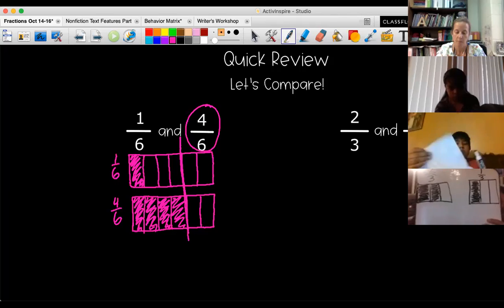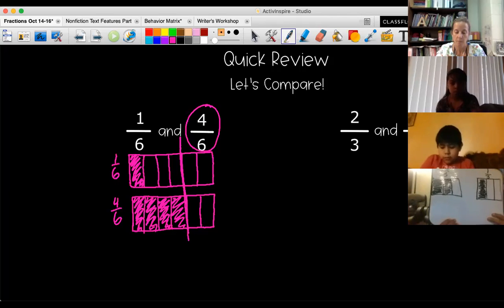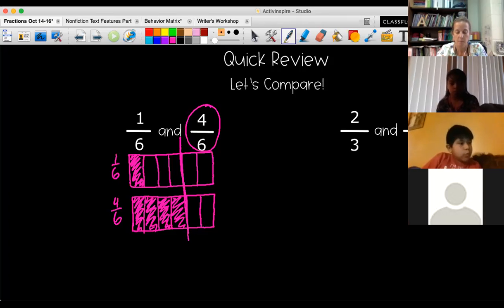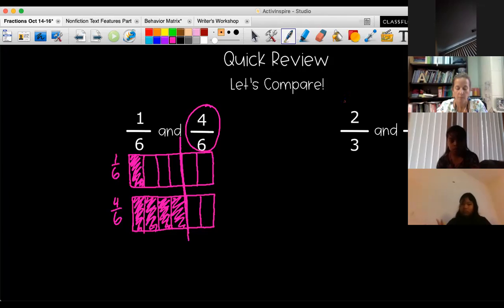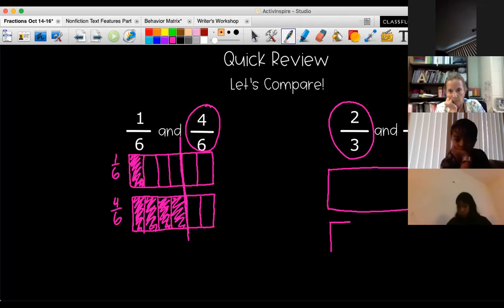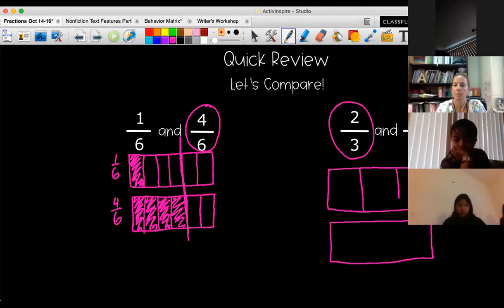Jonathan, which one is larger, 2/3 or 1/3? 2/3. And how did you know that? Because I made a line down, and then it landed on the third line. So you drew it out? You drew the 2 rectangles? And how many equal pieces did you divide them into? 3. Both of the rectangles or just one?